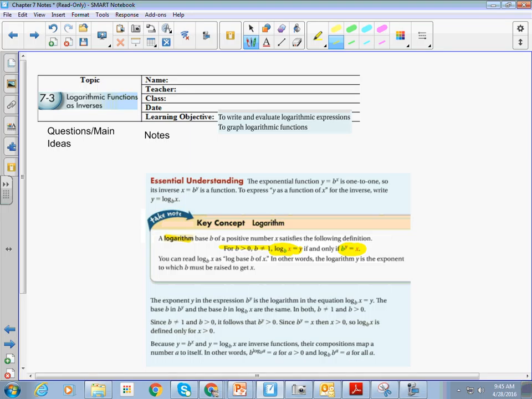In both, b can't equal 1 and b has to be greater than 0. Since b can't equal 1 and b is greater than 0, we know that the result b to the y is greater than 0. Since b to the y equals x, then x is also greater than 0. So let's highlight that too. Here we are. Log base b of x is defined only for x greater than 0.